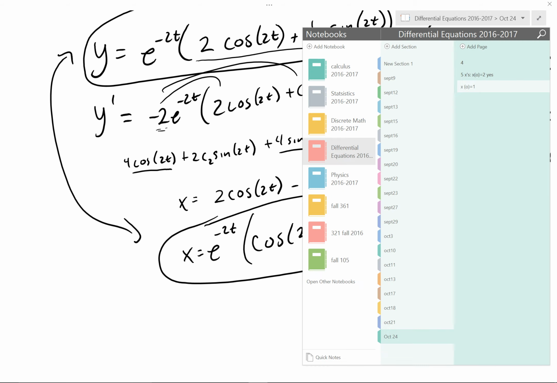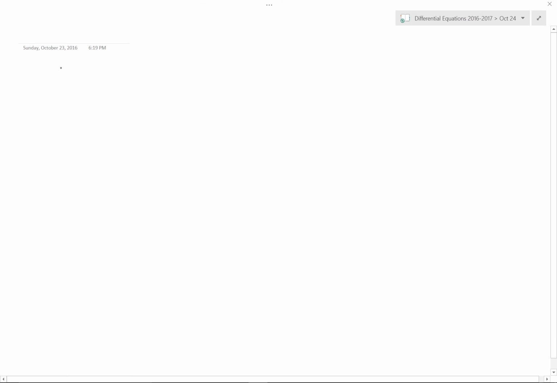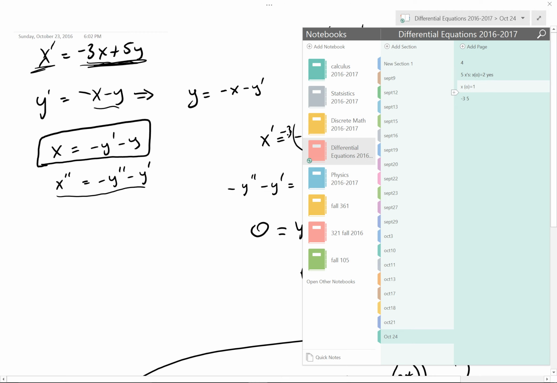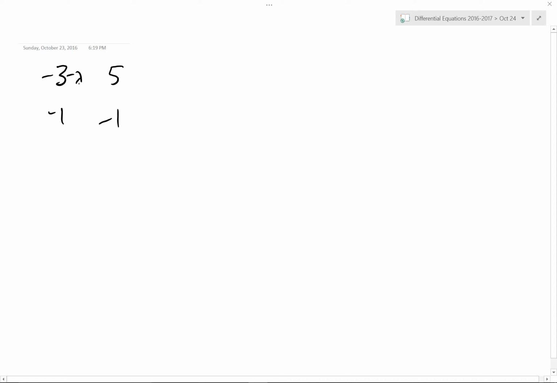Now, let's do it with eigenvalues and see if we can get the same thing. Oh man, I hope we can. So negative 3 and 5, no, there's 3 and 5, and 1 and 1. Both negatives down here, I think. We should go check though. Yes, that sounds good to me. Now, minus lambda.